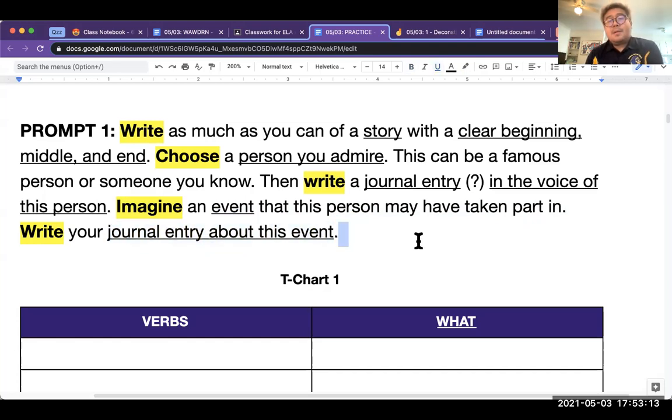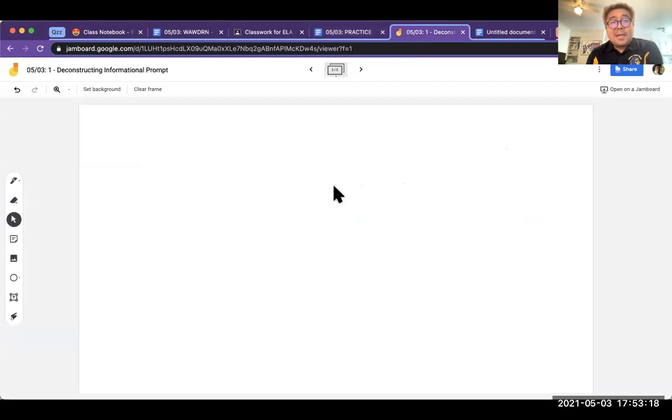So what does this look like on a T-chart? Okay. First of all, you have your blank piece of paper in front of you. You're going to take your pen or pencil. Let me see, make sure I'm the right color.